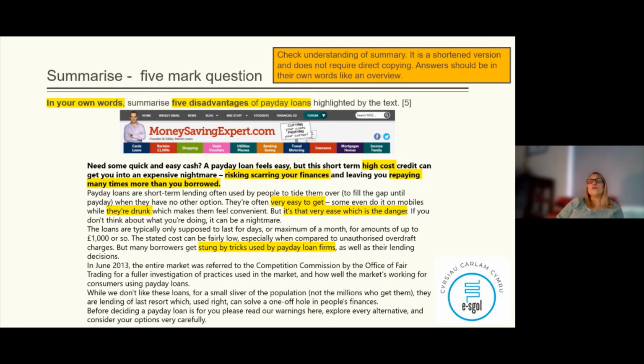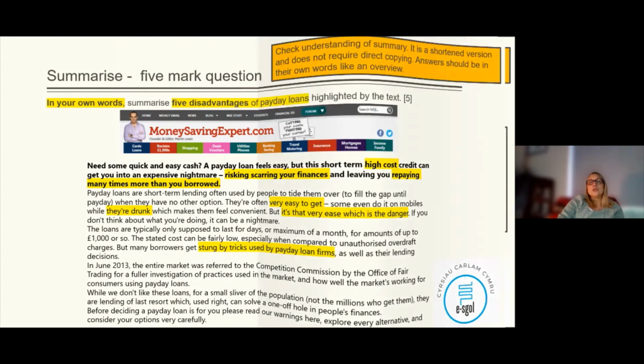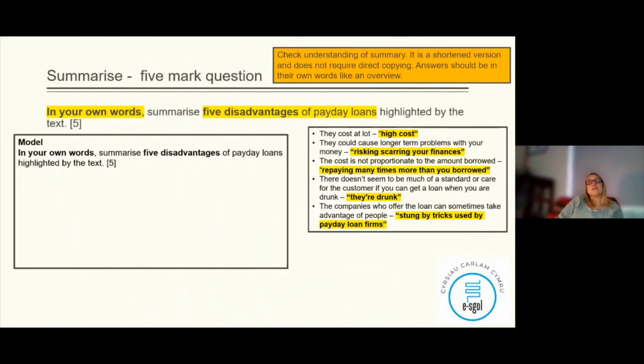Okay, so there are more than 5 points there, but obviously you don't need to find 5 points. I've just highlighted more to give you an idea of the types of things that they're looking for. They're looking for the disadvantages of payday loans. And then your structure for a summarised question is really straightforward. All you're doing is putting these areas that you've highlighted into my own words.